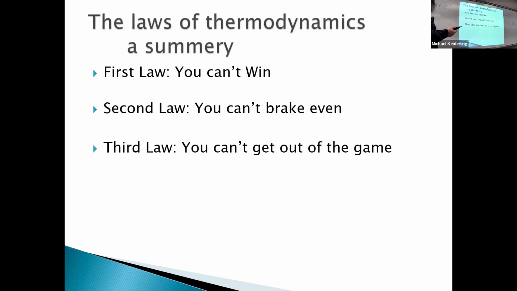So a summary, a humorous summary. First law of thermodynamics, can't win. Second law of thermodynamics, can't break even. Third law of thermodynamics, you can't get out of the game. So that's a sort of summary of the laws of thermodynamics. And the sort of inevitable consequence of the laws of thermodynamics is the heat death of the universe.